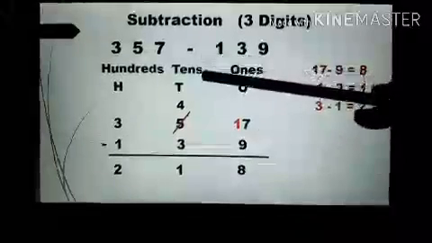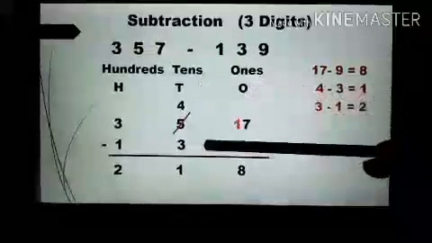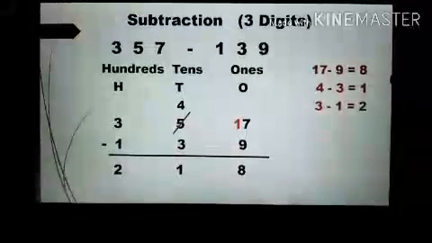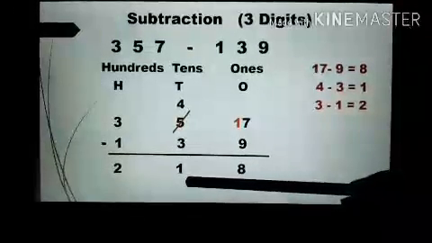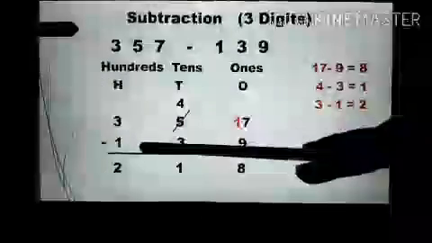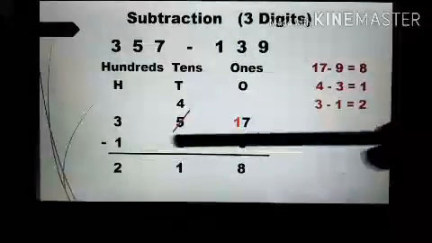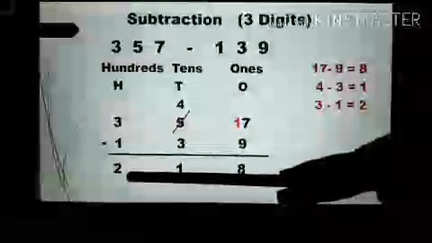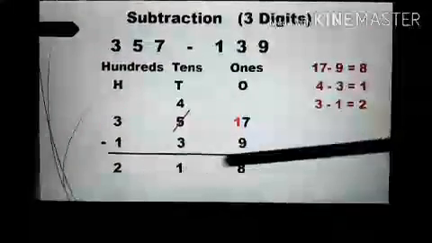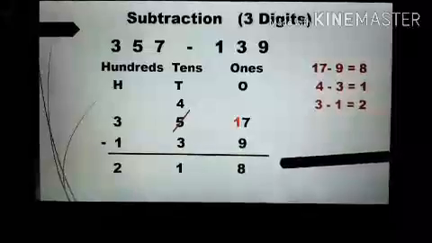Now solve tens column. 4 minus 3. 4 minus 3 is equal to 1. Write 1 here in tens column. Now we solve hundreds column. 3 minus 1. 3 minus 1 is equal to 2. Write 2 here in hundreds column. The answer of this question is 218.